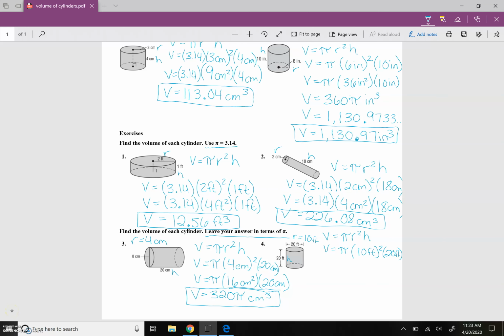Calculating our exponent first, we're going to have 100 feet, and we're bringing down the 20 feet. And then we're going to multiply 100 times 20 to give us 2,000. Remember, we still have our pi here. And our unit is cubic feet.